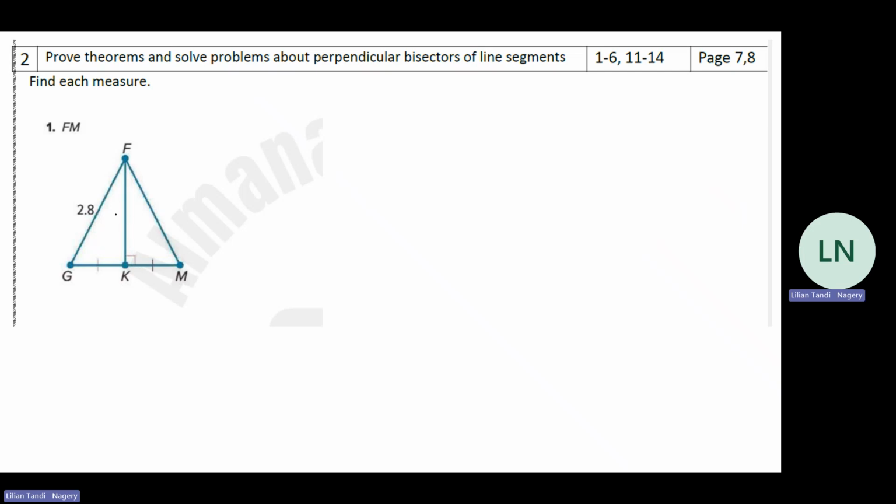Now we are saying this triangle here is exactly like this triangle. So the hypotenuse here is FG, which is 2.8. The hypotenuse here also has to be 2.8. Okay?